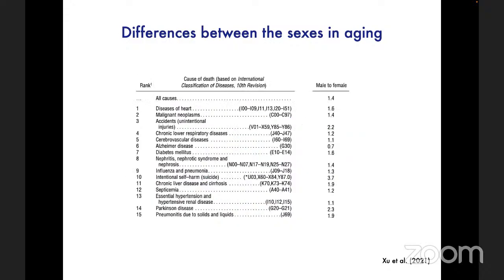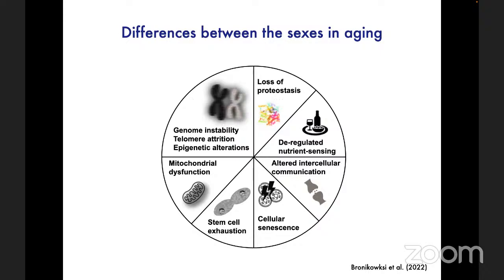And actually, this is interesting. These are the top 15 causes of death, and the male to female ratio is higher in males for 14 of them. The only one where it's higher in females is Alzheimer's, which has a fascinating social policy angle and is actually going away in more recent generations. But anyway, there's this difference between males and females.